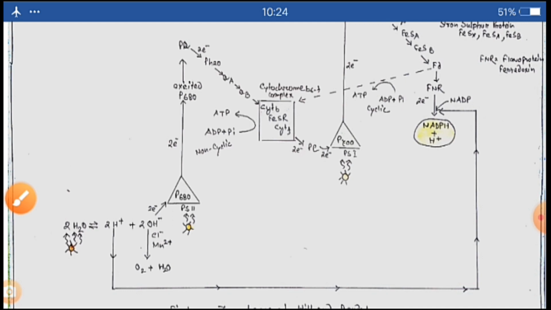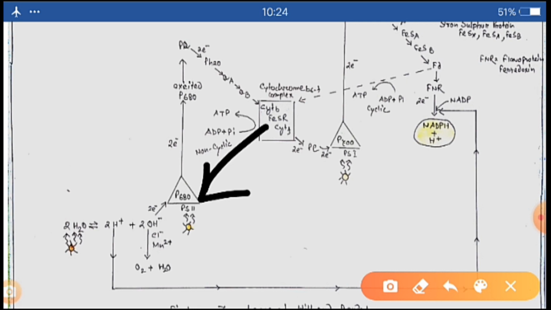Okay. Now what happened to PS2 when the PS2 is in electron deficient condition? The photolysis of water results in the formation of electrons. These electrons will be continuously transferred to the PS2 when the non-cyclic photophosphorylation is performing. Okay. So this is what I wanted to say about the light reaction of photosynthesis.